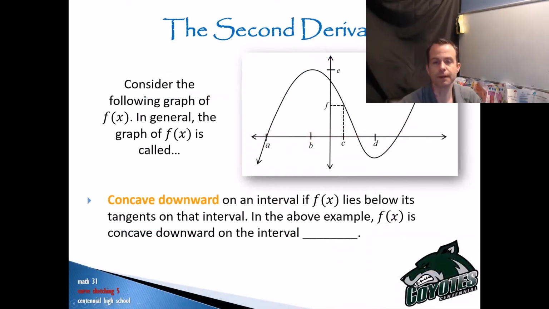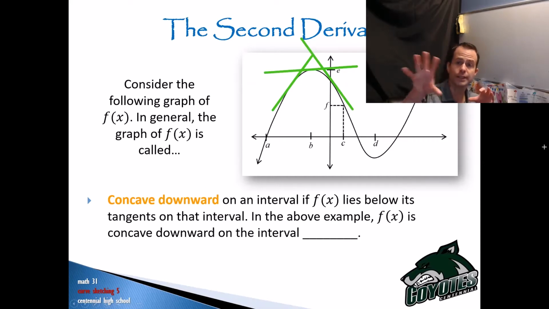Consider the following graph of f of x. In general, the graph of f of x is called concave downward on the interval if f of x lies below its tangents on that interval. So just for example, here's a tangent. The graph lies below. Here's a tangent. The graph lies below. Here's a tangent. The graph lies below. All these tangents that I'm doing right now, the graph lies below.